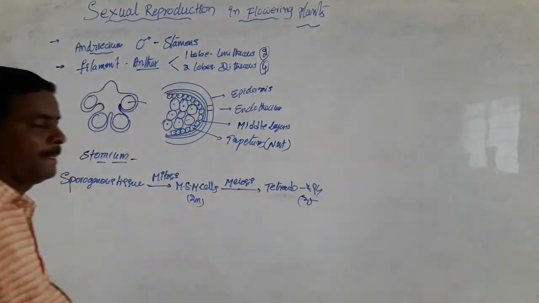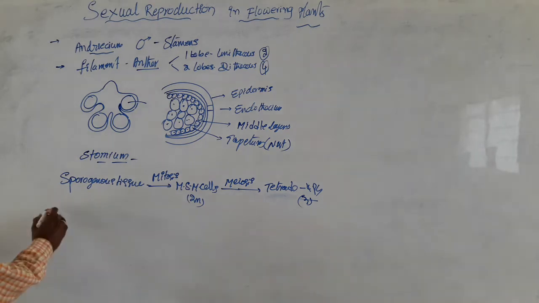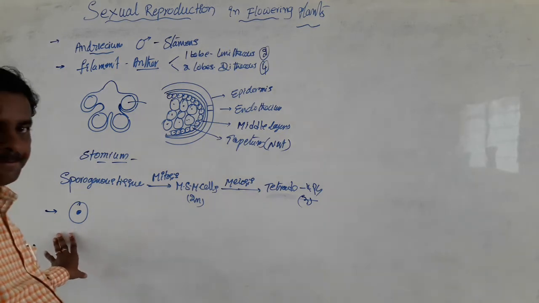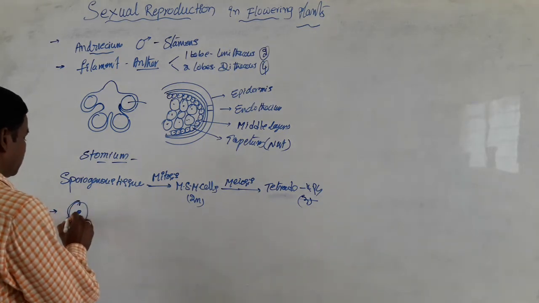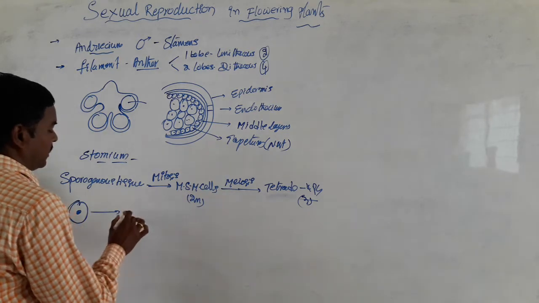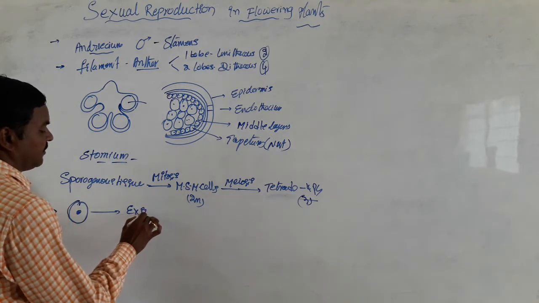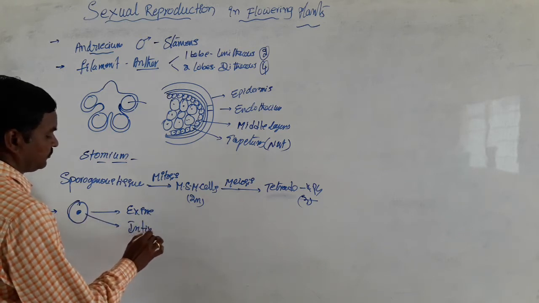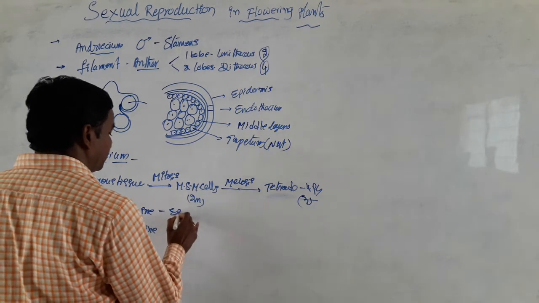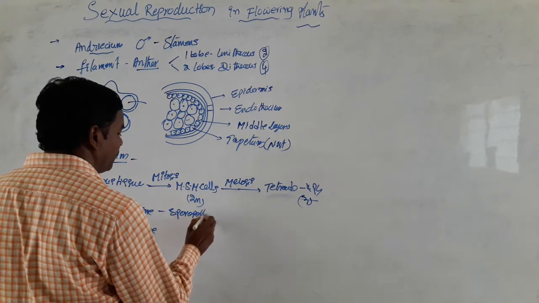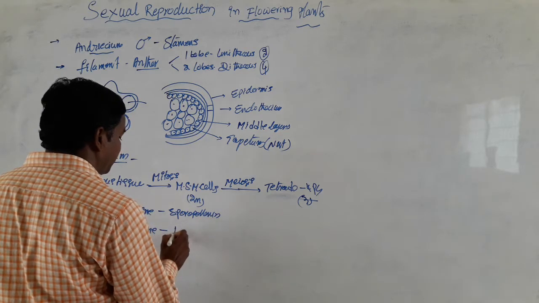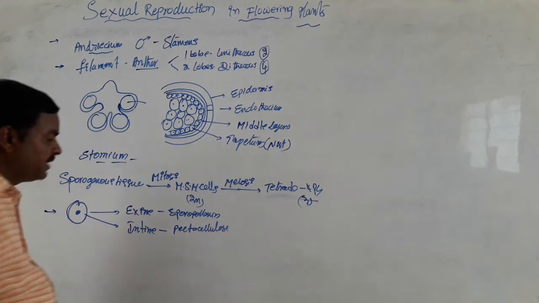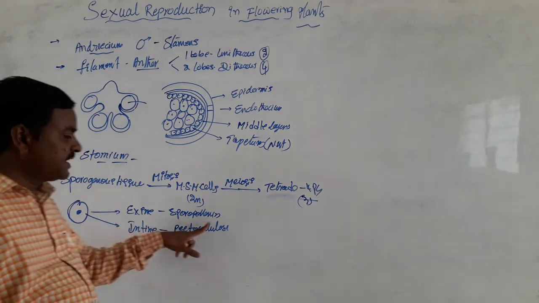into 4. Now, every pollen grain is a round-shaped unicellular haploid structure. This pollen grain is also represented by an outer layer, exine, and an inner layer, intine. Exine is made up of sporopollenin. Intine is made up of pectocellulose.